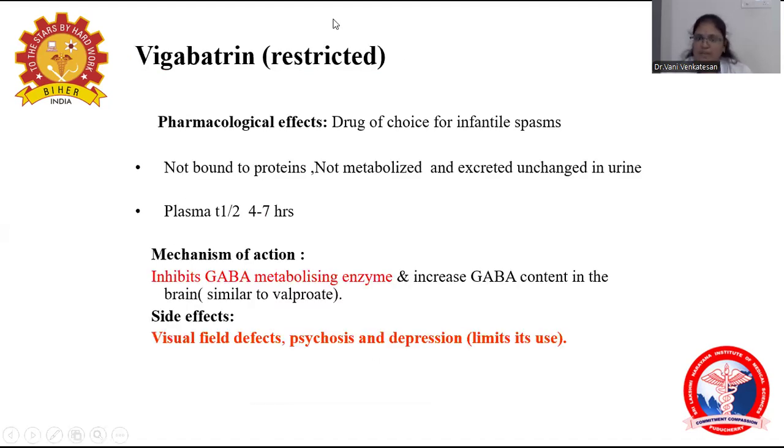Vigabatrin is currently not openly available for everyone. It is restricted only for infantile spasm. The mechanism of action of vigabatrin is that it inhibits the GABA metabolizing enzyme and increases the GABA content in the brain. So this GABA transaminase is inhibited by vigabatrin. We already saw in the picture GAT; GAT is nothing but GABA transaminase. This enzyme is inhibited by vigabatrin, and the drug is not metabolized and is excreted unchanged in urine, with a half-life of 4 to 8 hours.